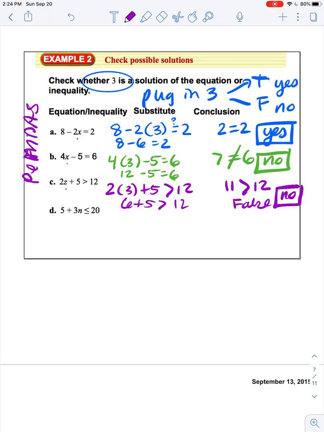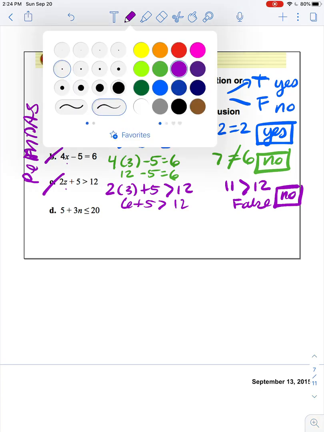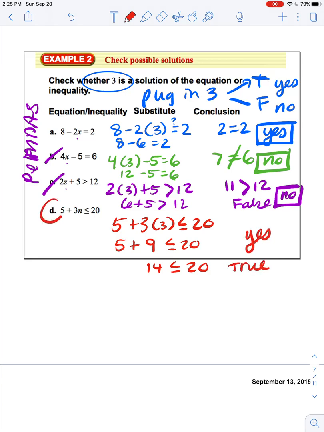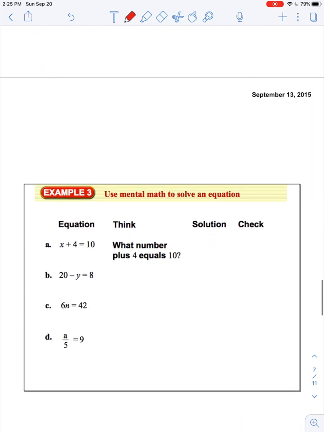So it did work in A, but it did not work in B or C. How about in D? In D, I'm going to be putting in my 3, trying to stay less than or equal to 20, still sticking with PEMDAS. I have to do my multiplying first. Adding those together, I get 14 is less than or equal to 20, which is true. So yes, it is a solution to D, and it was a solution to A, because when I plugged it in, it created a true statement.